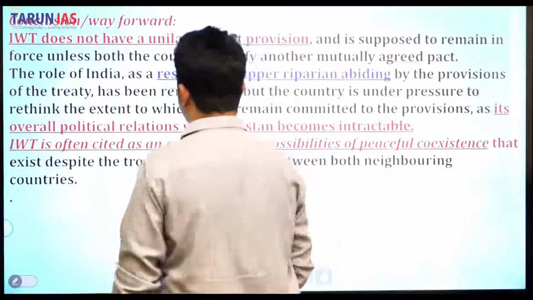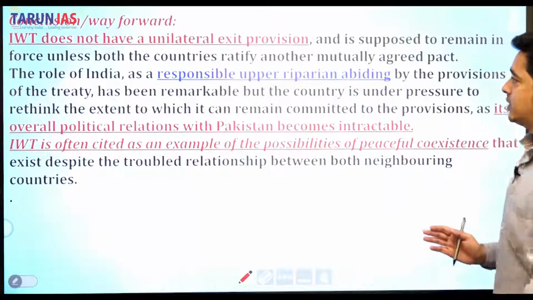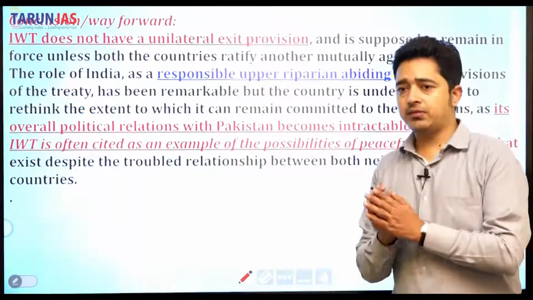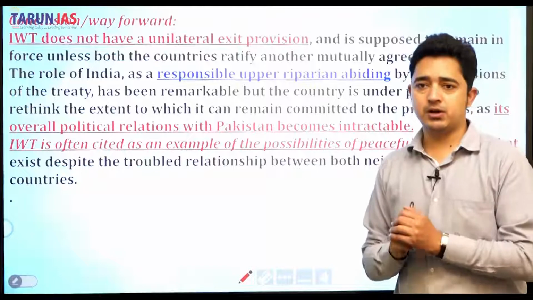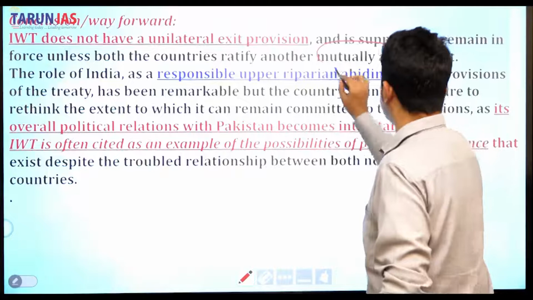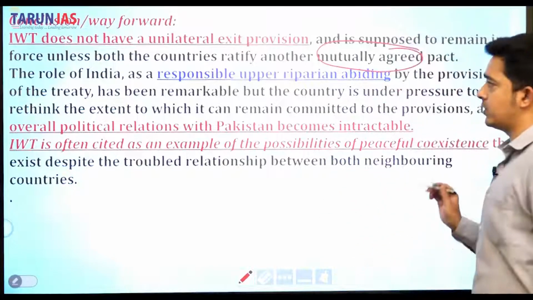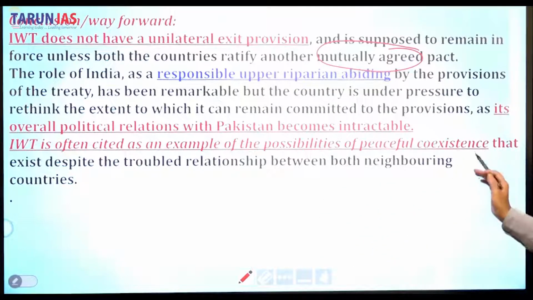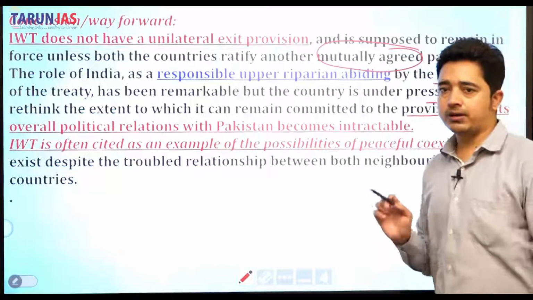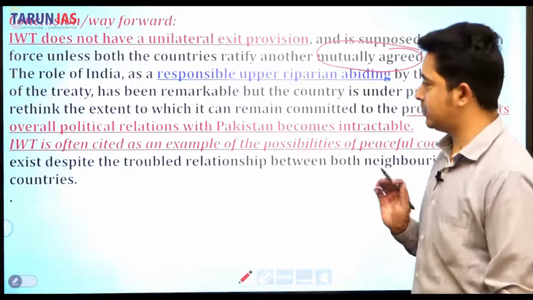Basically, in the way forward, the IWT, Indus Water Treaty, does not have a unilateral exit provision. It means it is possible only with mutual agreement of both countries. If both countries agree, then you can further proceed on the pact. The role of India as a responsible upper riparian abiding by the provisions of the treaty has been remarkable, but the country is under pressure to rethink the extent to which it can remain committed to the provisions, as its overall political relation with Pakistan becomes intractable.